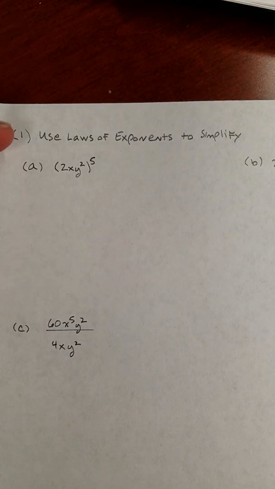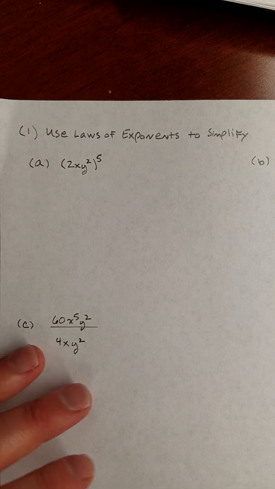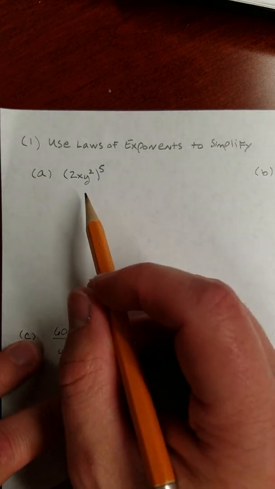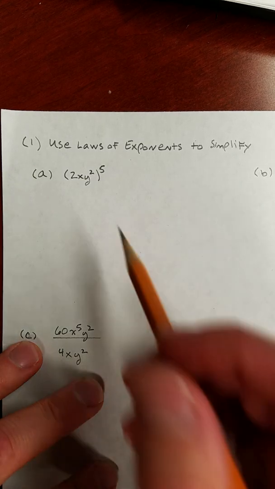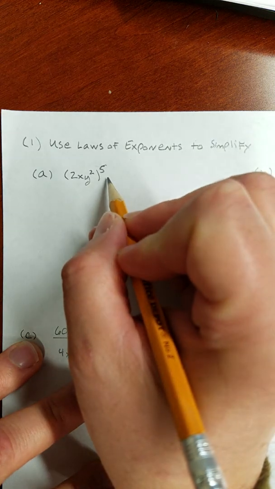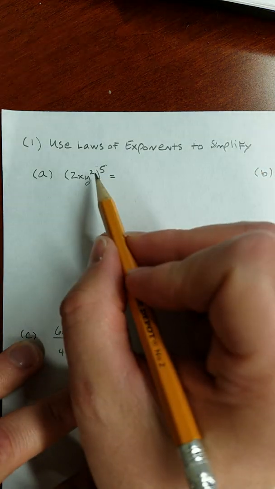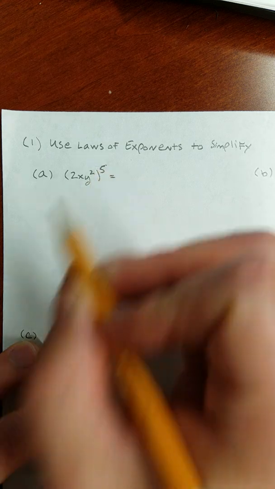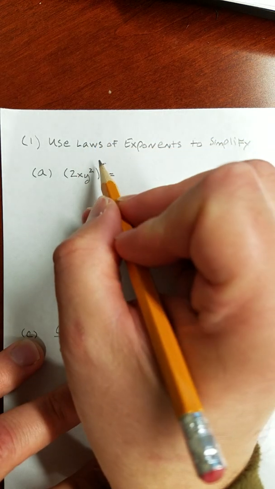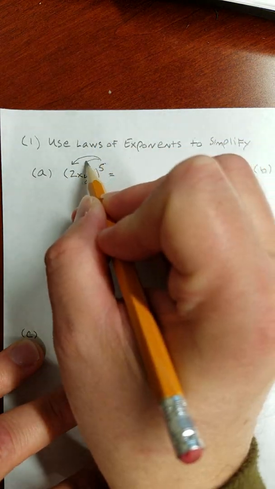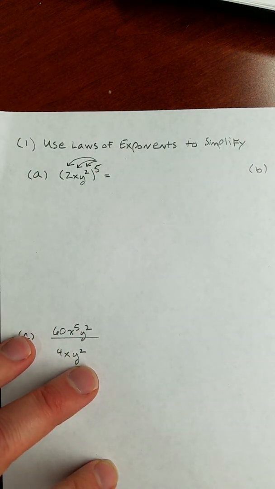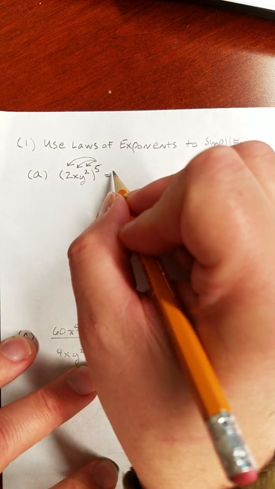For the problems under section 1, let's start with the first one. It says, use the laws of exponents to simplify. Now there are many laws of exponents, but one of them is that exponents distribute over multiplication or division. And so what that would mean for this problem is that everything in there gets this power applied to it. All right? So I think it's probably fairly straightforward. Like the 2 gets the 5th power, the x gets the 5th power, and the y squared gets the 5th power. What that's going to look like is this.